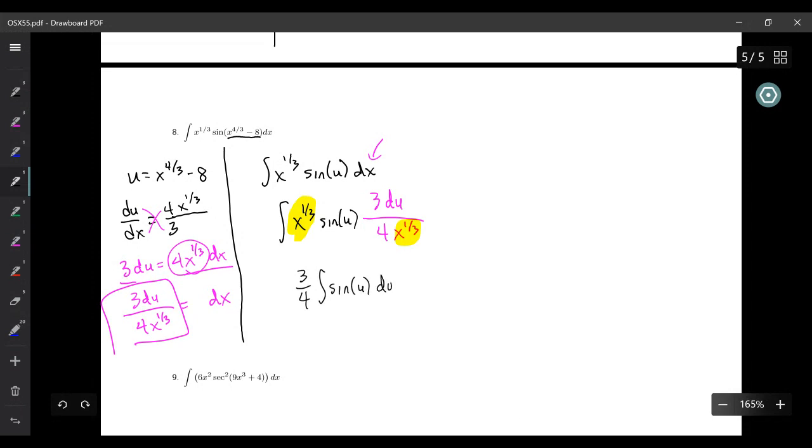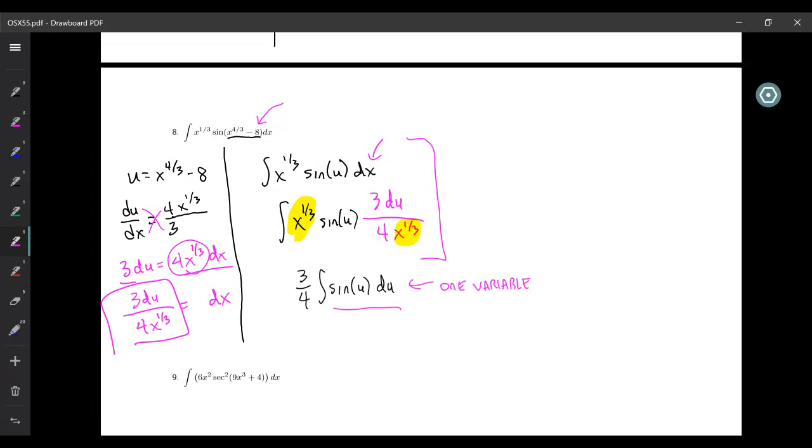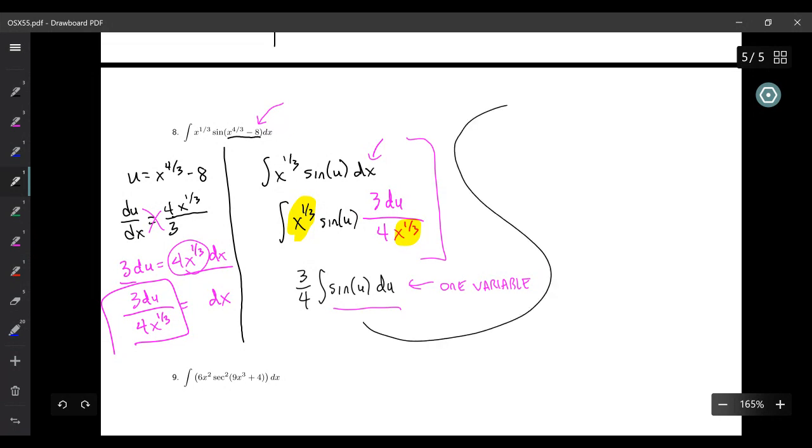Sine of u du. Right, so now we have just one variable. We had one variable right here, we had one variable at the very beginning, which is not really easy to integrate, and everywhere in between we had a mix of x's and u's. So until you have just one variable, you cannot integrate. All right. 3/4, the antiderivative of the sine of u is a negative cosine of u. So I'm going to pull that negative out front and then plug the u back in.